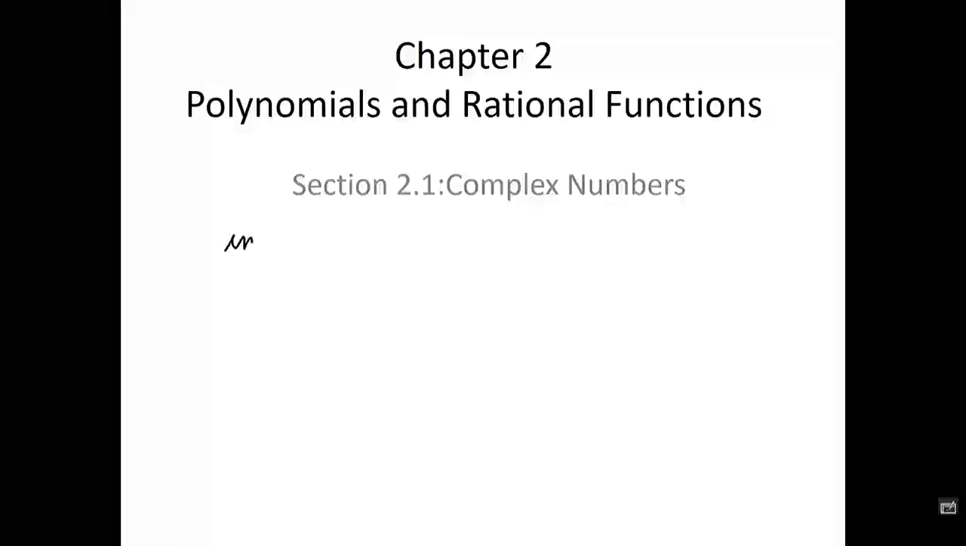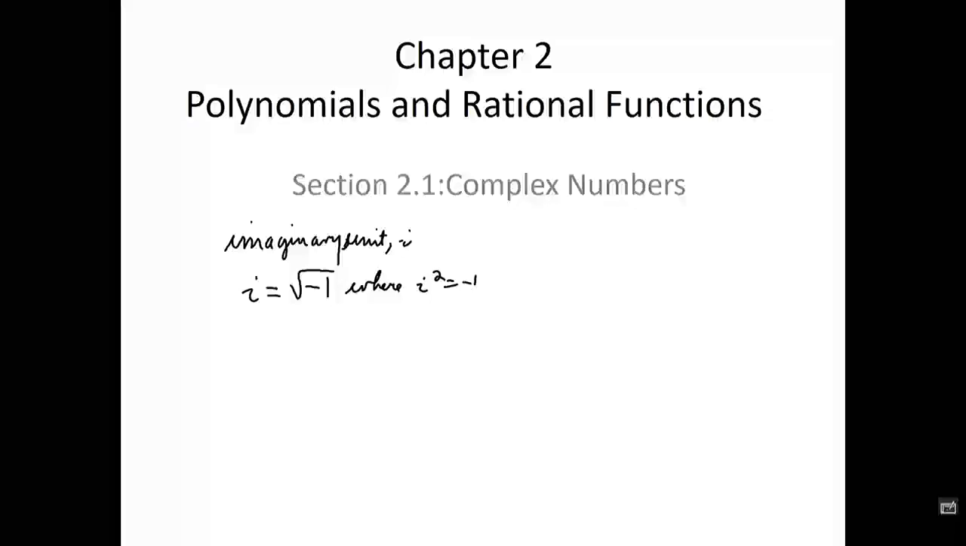So the imaginary unit i is defined as i is equal to the square root of minus 1, where i squared is a negative 1.